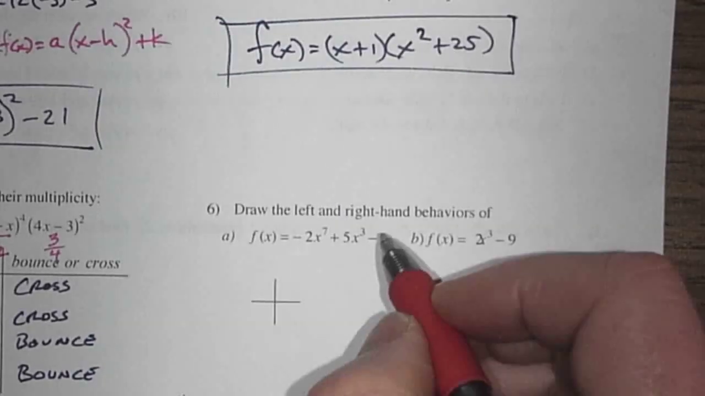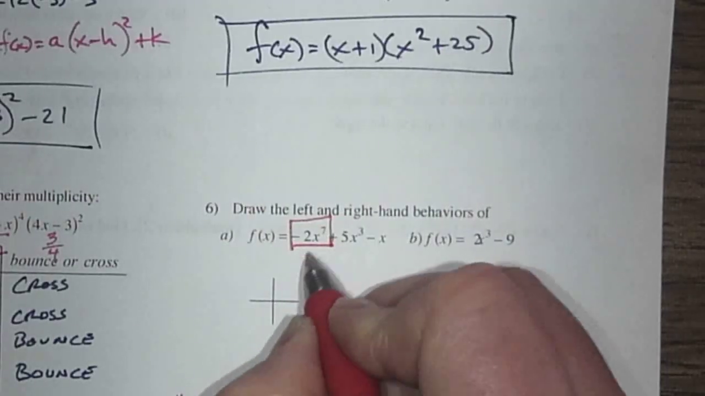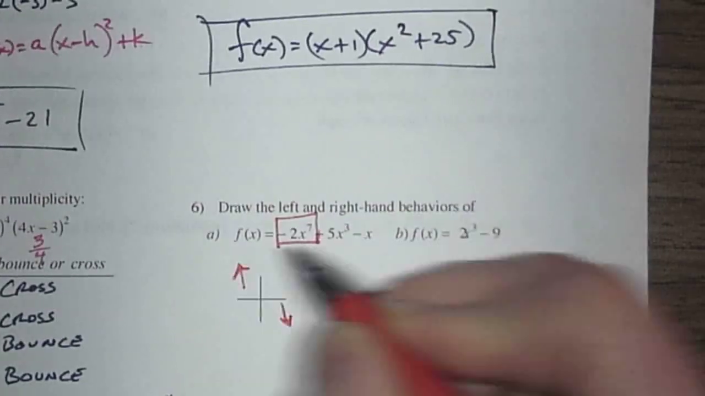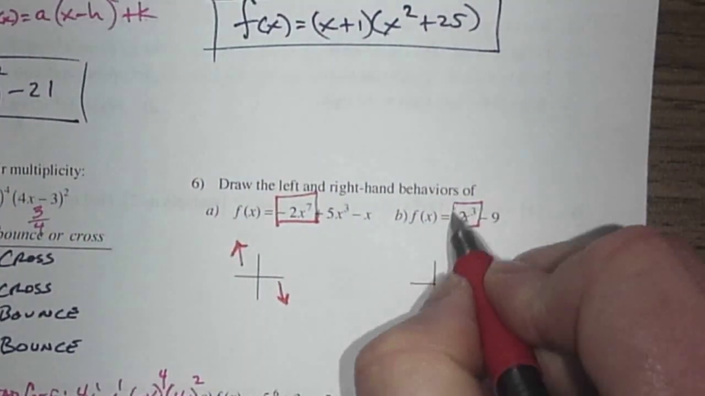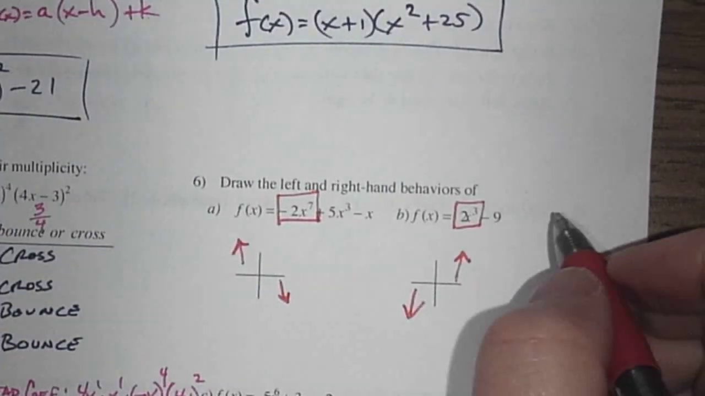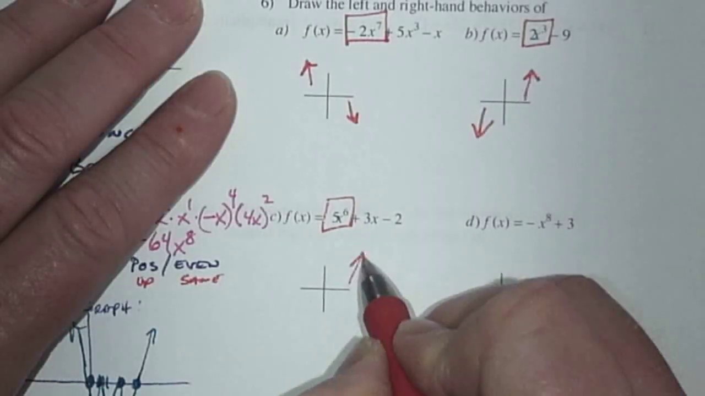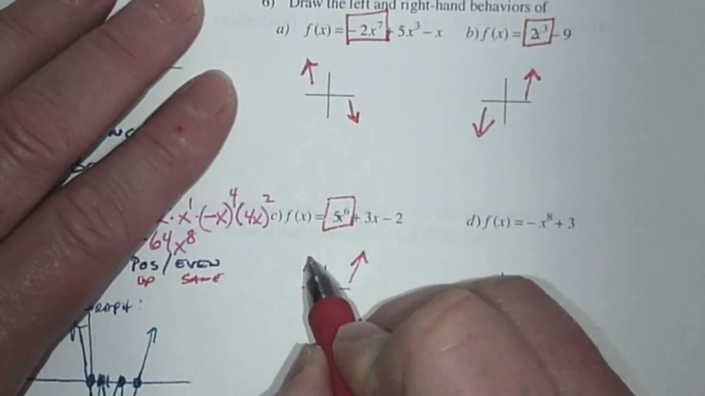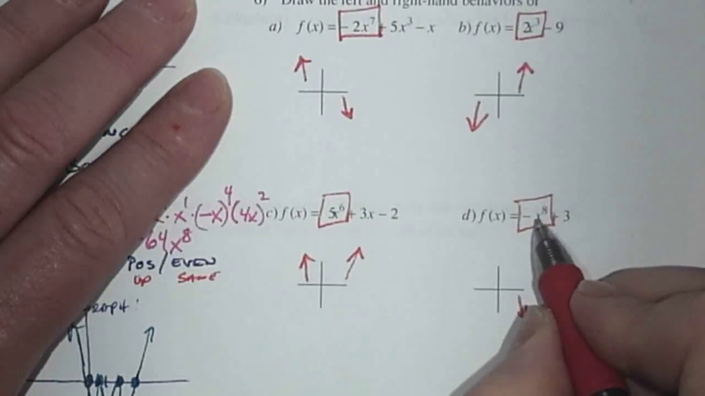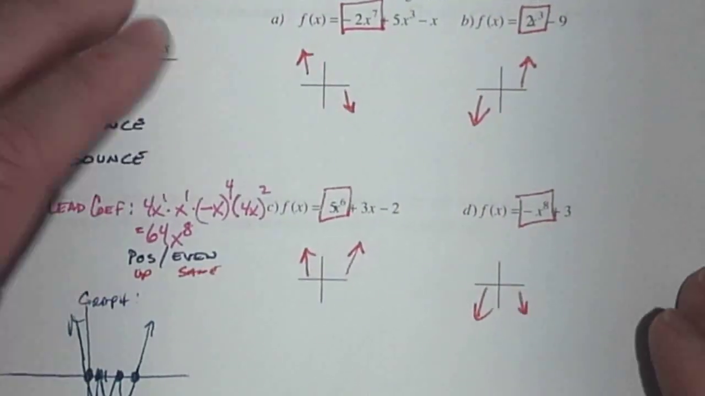And right hand, left hand behaviors. Look here, leading coefficient, highest power. That's negative, so the right hand goes down. That's odd, so the left hand goes opposite. Right here, that's positive, so the right hand goes up. That's odd, the left hand goes opposite. Which is right here. That's positive, so the right hand goes up. Even power, left hand goes up. Right here, negative, the right hand goes down. Even power, left hand goes down. Evens go the same, odds go opposite.